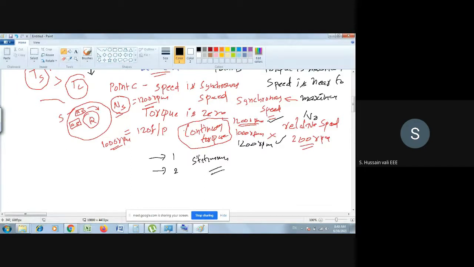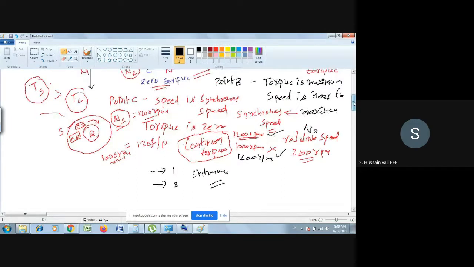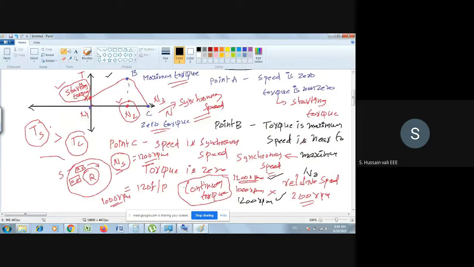Because of this no relative motion, the torque production will be zero. When the torque production is zero, the motor slows down and cannot drive the load. That's the point. So you generally don't operate the induction motor at this point. You should not operate the induction motor at exactly synchronous speed, because then there won't be torque production.